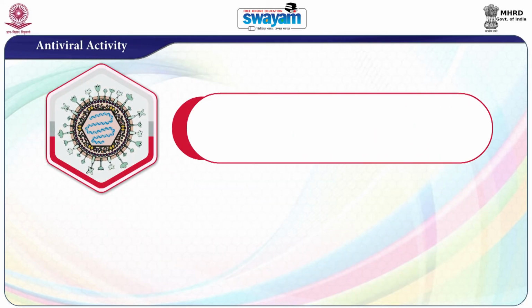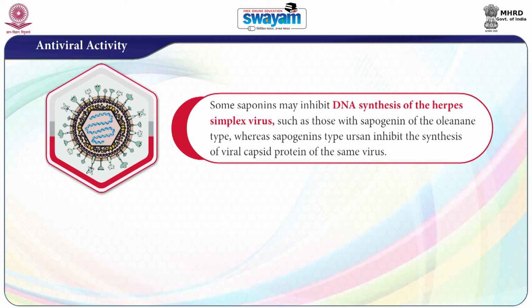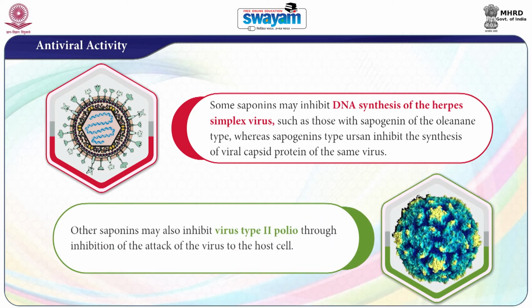Antiviral activity. Some saponins may inhibit DNA synthesis of herpes simplex virus, such as those with sapogenins of oleanane type, whereas sapogenin type ursane inhibits the synthesis of viral capsid protein of the same virus. Other saponins may also inhibit poliovirus type 2 through inhibition of the attack of the virus on the host cell.